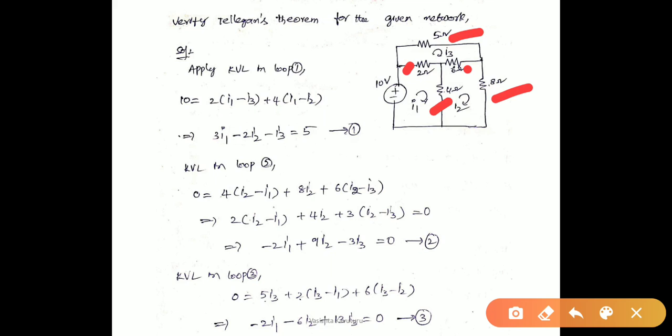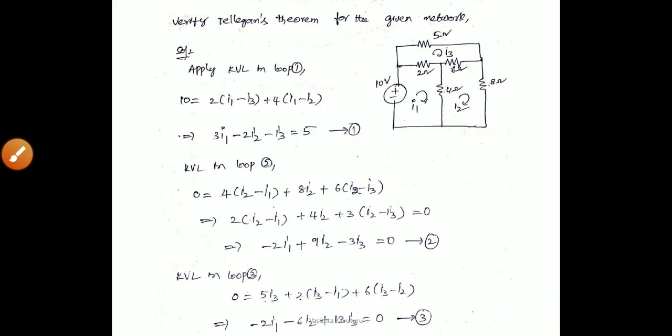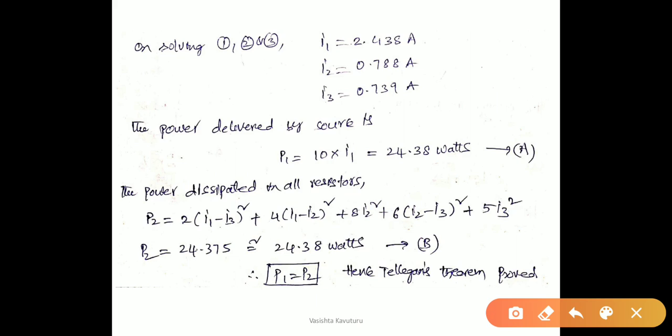After calculating the currents in all the branches, we have to calculate the power dissipated in all the resistors. We have a total of 5 resistors, so we get 5 different power consumptions. Adding all the power consumptions, it equals 24.38, which is nothing but the power delivered by the supply, as mentioned in equation A.